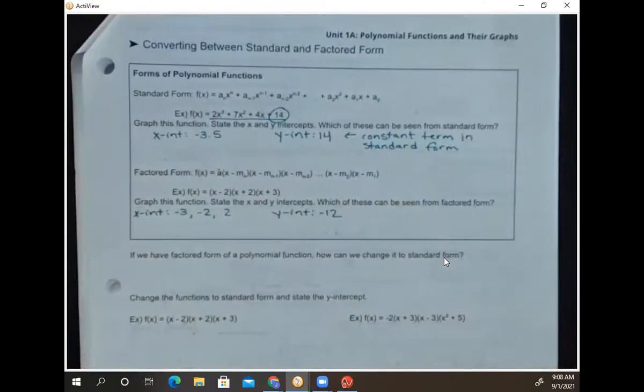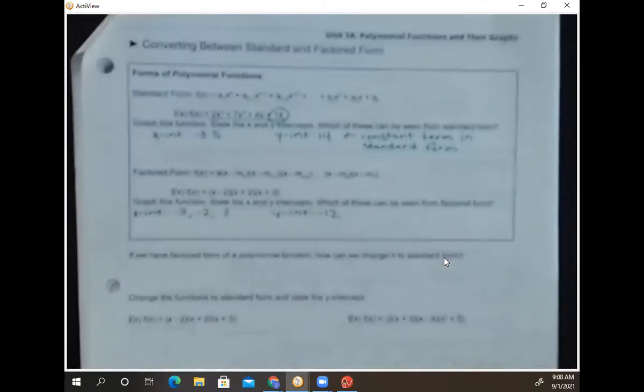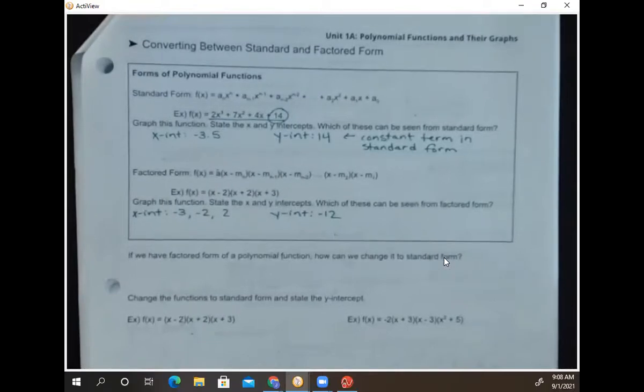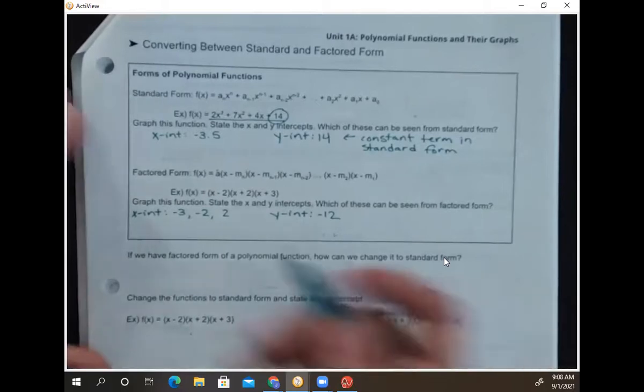And then we already know the answer to this question. We worked on it for a few days now, but which of these can I see from factored form? I get the x-intercepts from factored form.